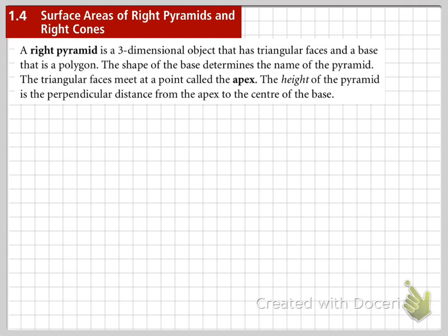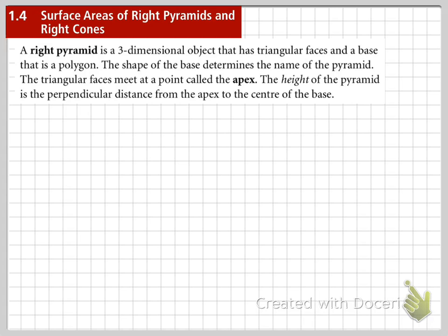Okay, here we are at topic 1.4, surface area of right pyramids and right cones. A right pyramid is a three-dimensional object that has triangular faces, side faces, and a base that's a polygon. The shape of the base determines the name of the pyramid. For example, if it's a square base, it's called a square pyramid. If it's a rectangular base, it's called a rectangular pyramid.